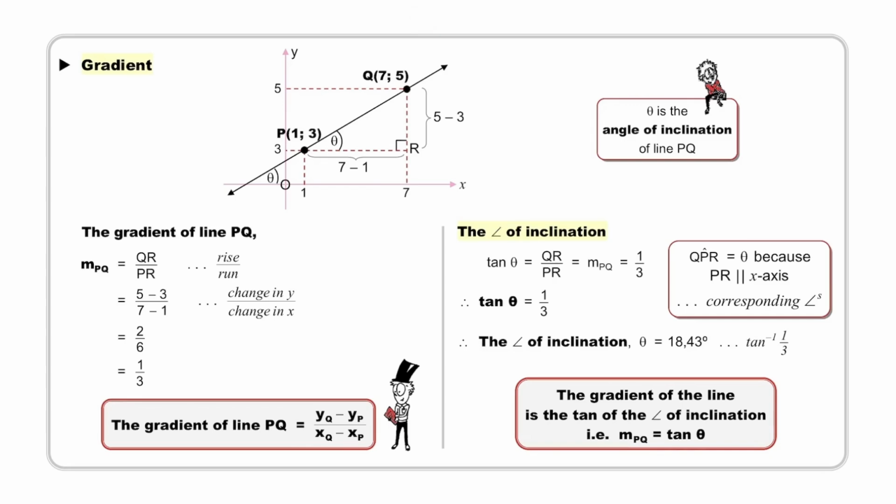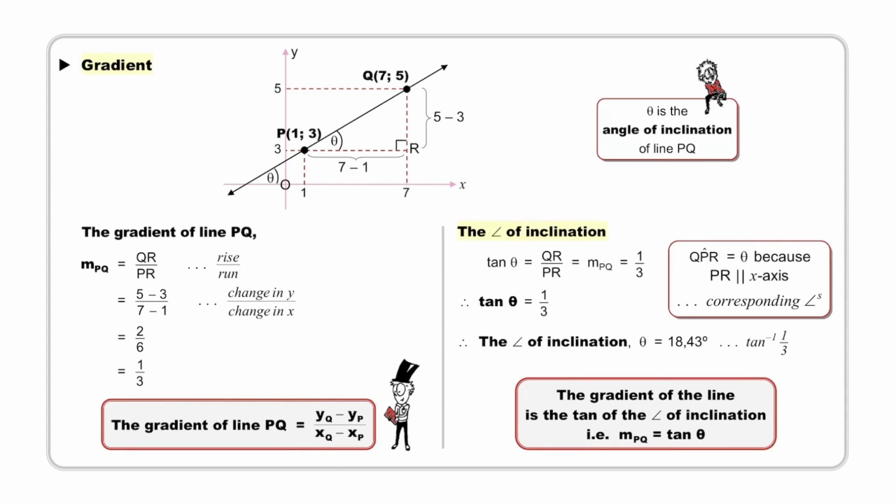Again, points P and Q, and as before, we will observe the length of PR and the length of QR. Note that theta is equal to the angle of inclination of line PQ. Pause while you determine the gradient of line PQ from this drawing. The gradient of PQ is QR over PR, 5 minus 3 over 7 minus 1, 2 over 6, and ultimately a third.